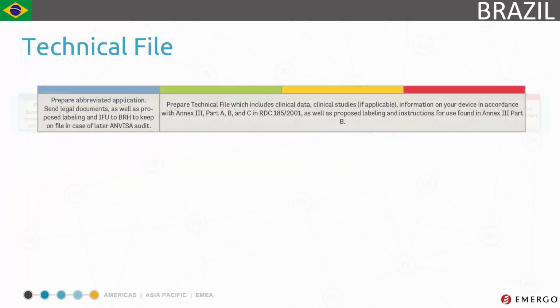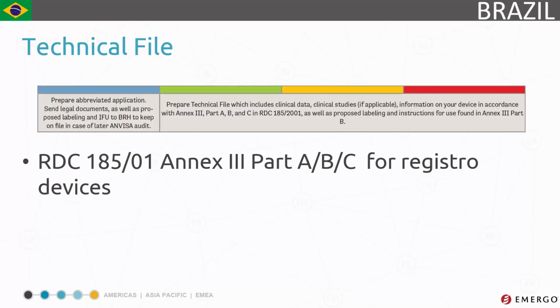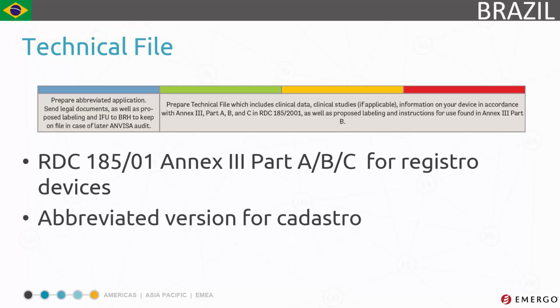Technical files should be prepared for devices following the registro pathway in accordance with RDC 185 of 2001, Annex 3, Parts A, B, and C. Devices following the cadastro pathway are not subject to all the documentation requirements of a technical file, but still need to complete a cadastro application and prepare an abbreviated version of the technical file to submit to Anvisa. All of the versions of the technical file must be provided in Portuguese.